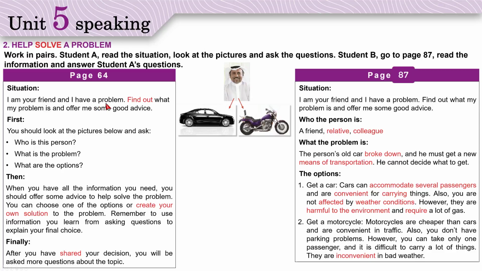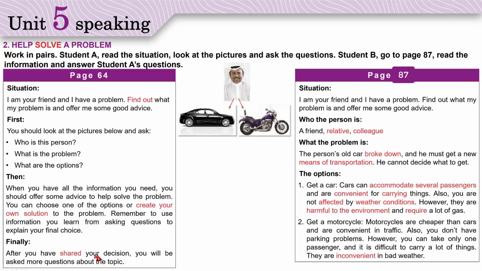I am your friend and I have a problem. Try to find out what my problem is and offer me some good advice. You should look at the pictures below and ask, who is this person? What is the problem and what are the options? Then, when you have all the information you need, you should offer some advice to help solve the problem. You can choose one of the options or you can make your own solution. Again, solution is the noun, solve is the verb, when you try to end a problem. Remember to use information you learn from asking questions to explain your final choice.